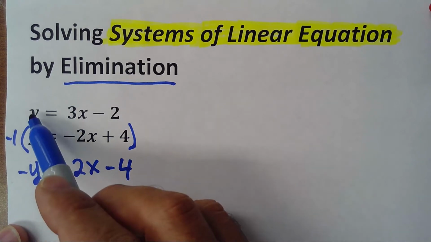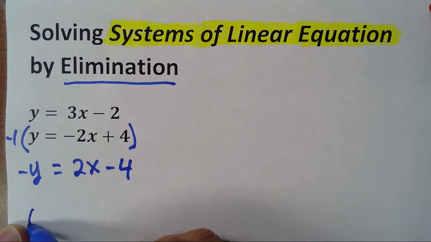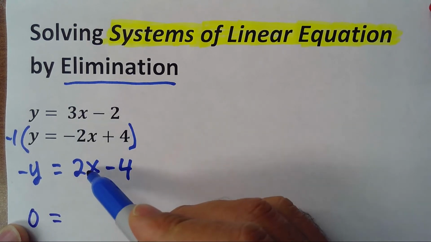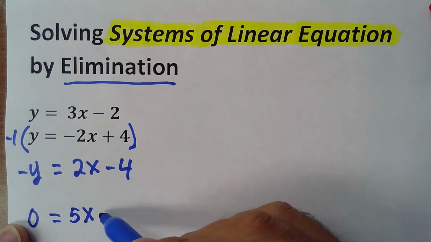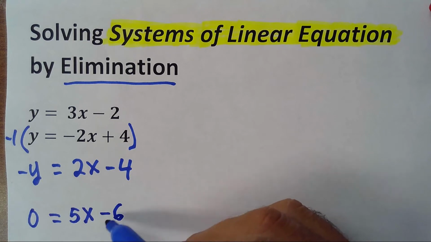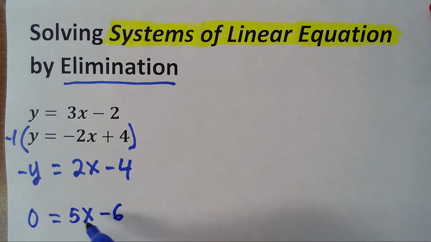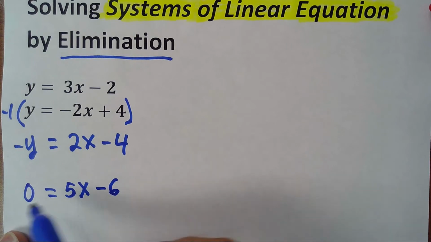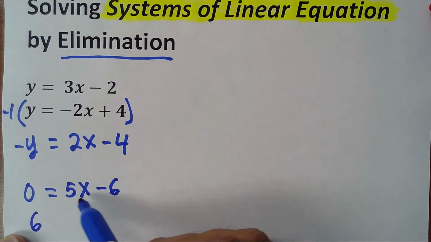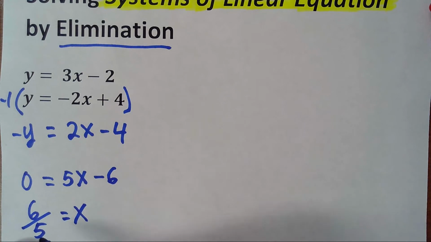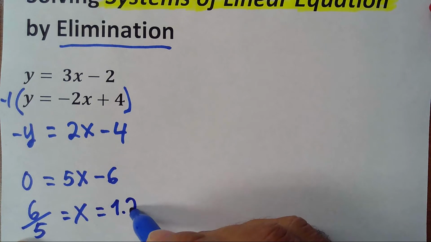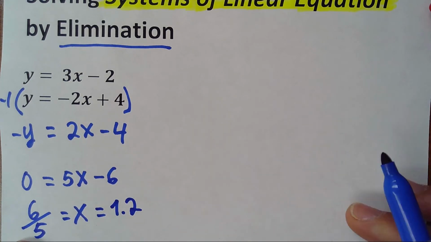So continue with this sum. y minus y is 0, 3x plus 2x is 5x, and -2 minus 4 is -6. Then we continue with this -6. We add 6 on both sides, so the -6 will be here positive. 6 and 5x multiplying x, so you divide by 5. 6 over 5 is equal to x. That's the answer we have. 6 over 5 is 1.2. So 1.2 or 6 over 5, whichever number is better for you.